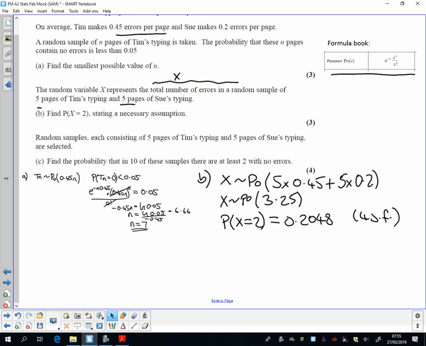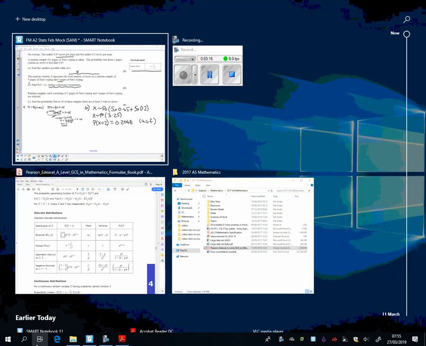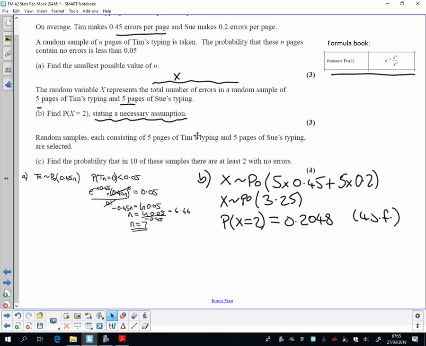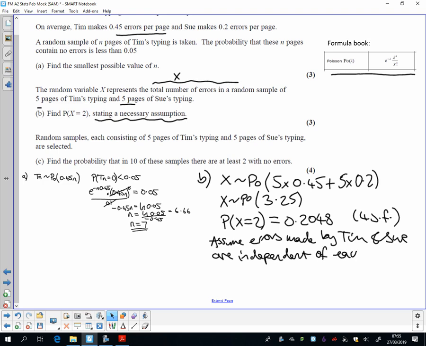Now, here, it's very easy to miss the second part of the question, which is stating a necessary assumption. So make sure you don't miss the second part of the question. So the necessary assumption is that we assume errors made by Tim and Sue have to be independent of each other. Okay, you can only add the means of Poisson distributions if they are independent of each other.